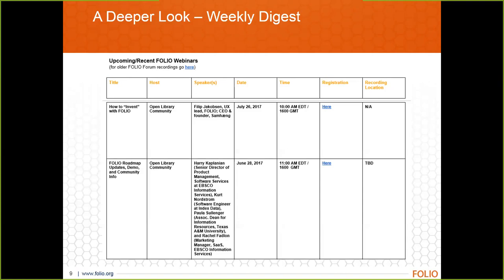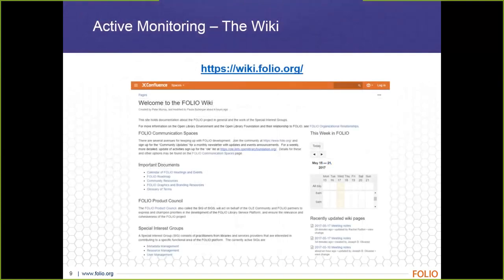Now to go a little bit deeper of keeping up with what's going on with FOLIO, a lot of the SIG work is recorded here in the wiki, wiki.folio.org. And this is the main landing page you will see. I want to point out this FOLIO Communication Spaces link. I mentioned that I'm giving a brief high-level view. Detailed information about all the FOLIO communication options, including two or three I'm not going to go into here, can be found there.